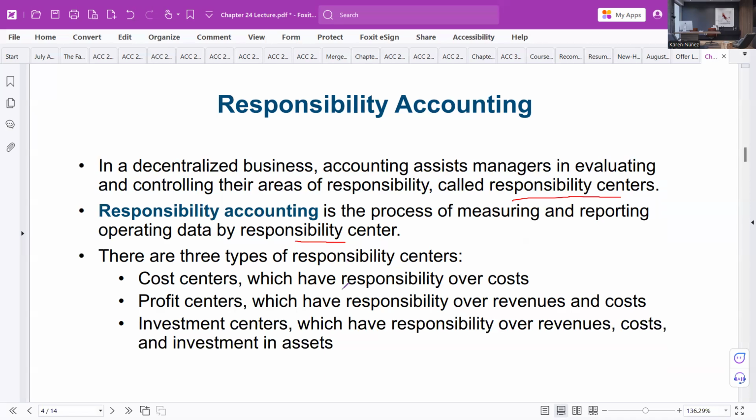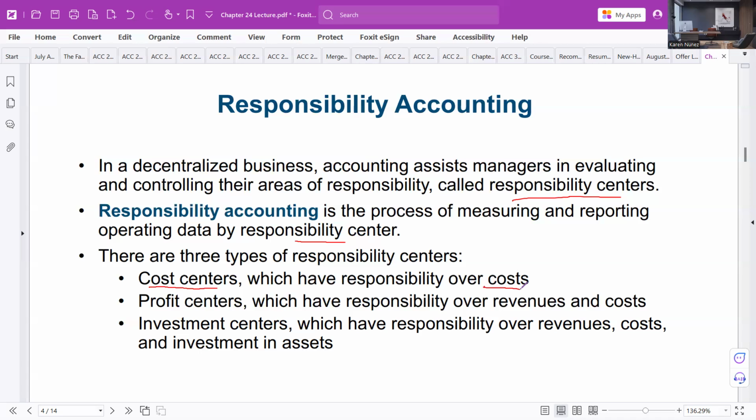Typically, there are three types of responsibility centers that we look at. Cost centers. Those are managers that typically have responsibility over costs. That's it. They have no revenue responsibility. They have no profit responsibility. They are only responsible for costs. So, for example, you might see something like a manufacturing plant. There's no sales activity in a manufacturing plant. They only produce products. So they only have costs.